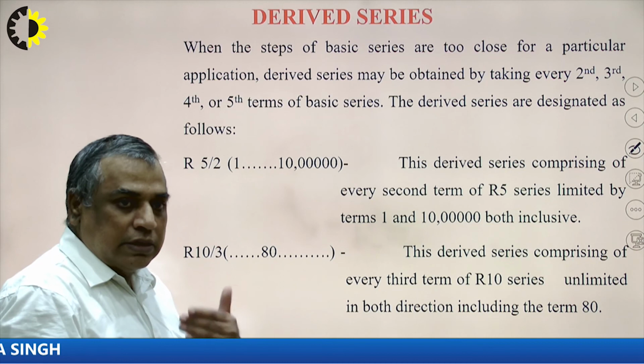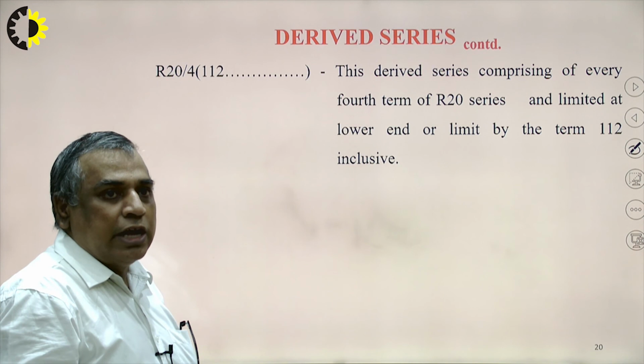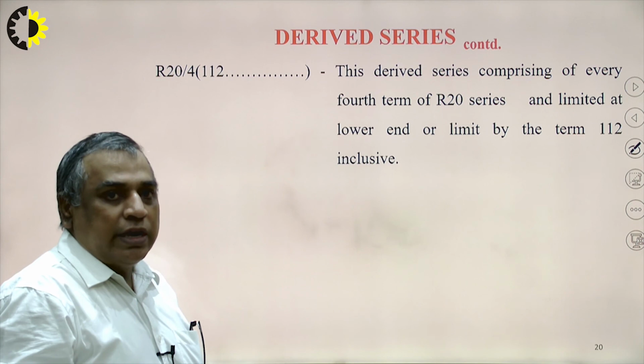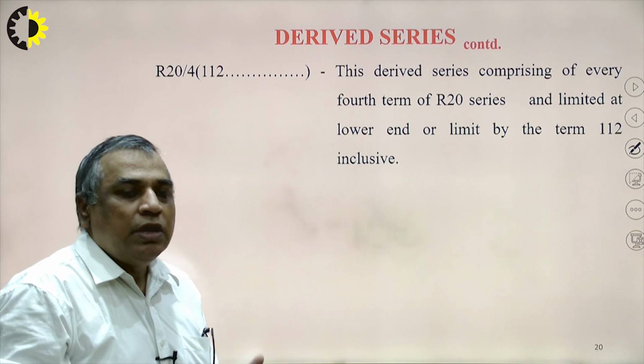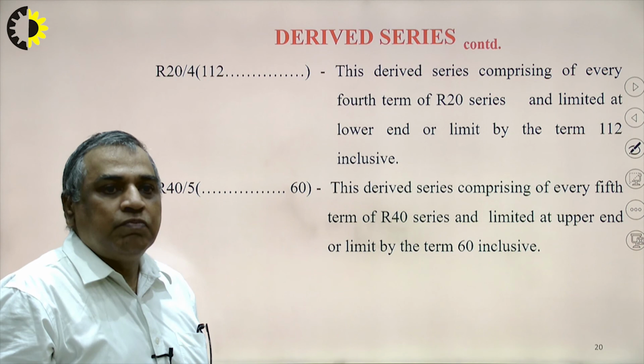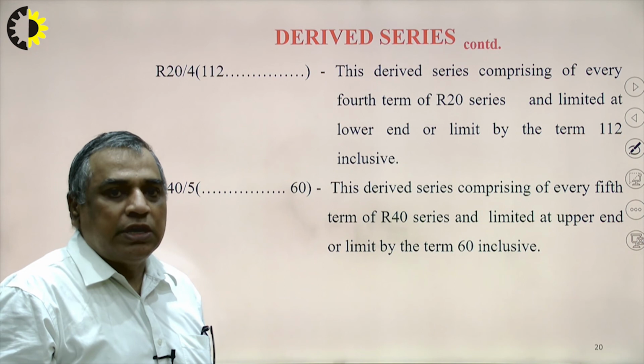Then next is R20/4, every fourth term of the R20 series, limited at the lower end and open on the upper bound. The lower end is fixed as 112. So we will start from 112 and build the R20 series, and select every fourth term. Then R40/5, this derived series comprises every fifth term of the R40 series, limited at the upper end by the term 60, inclusive.